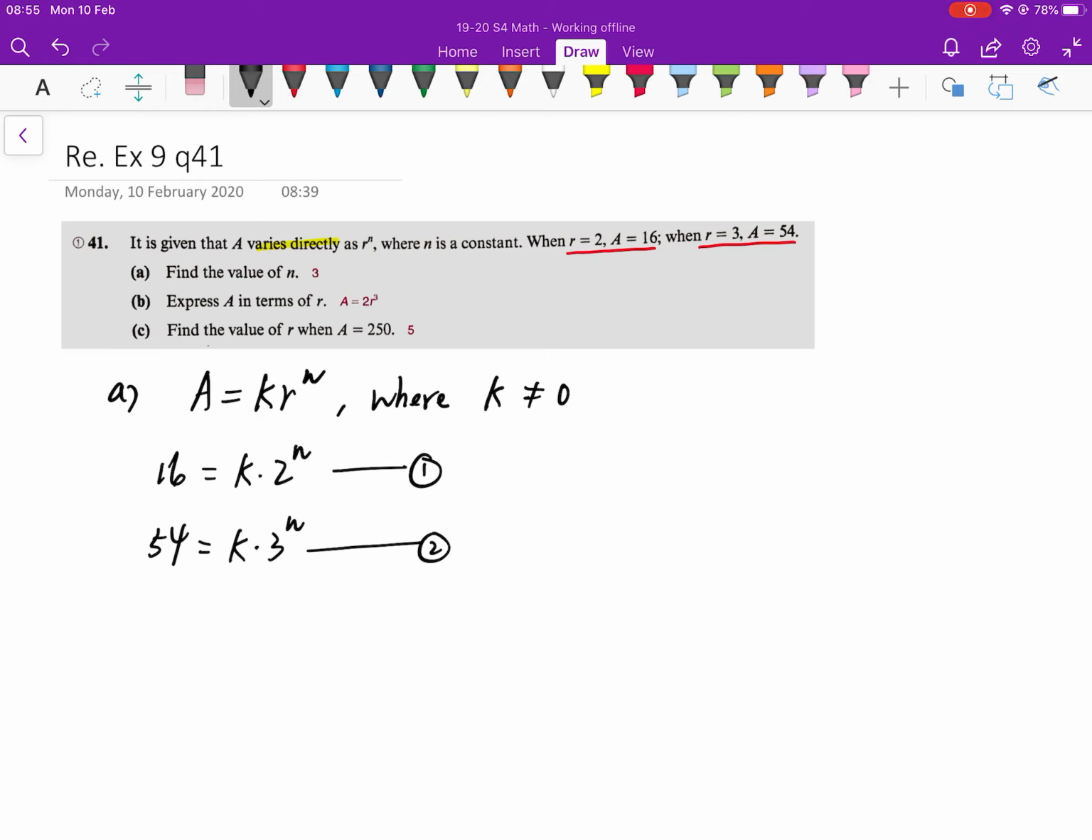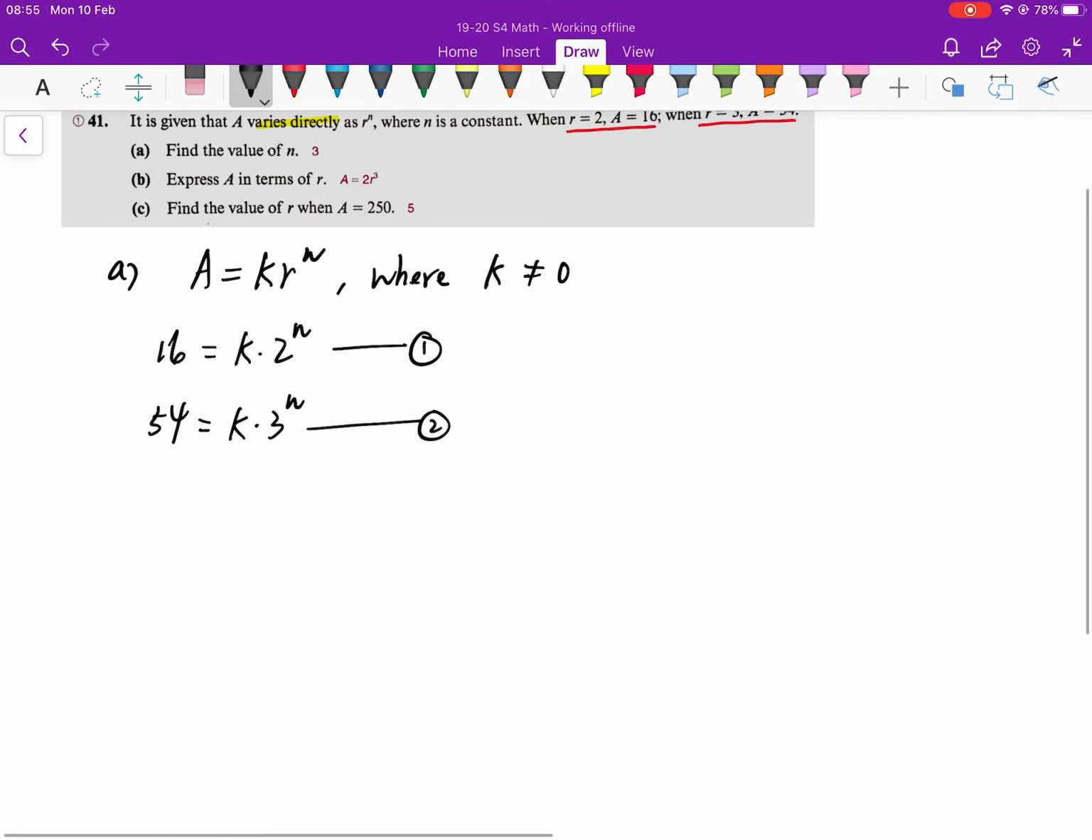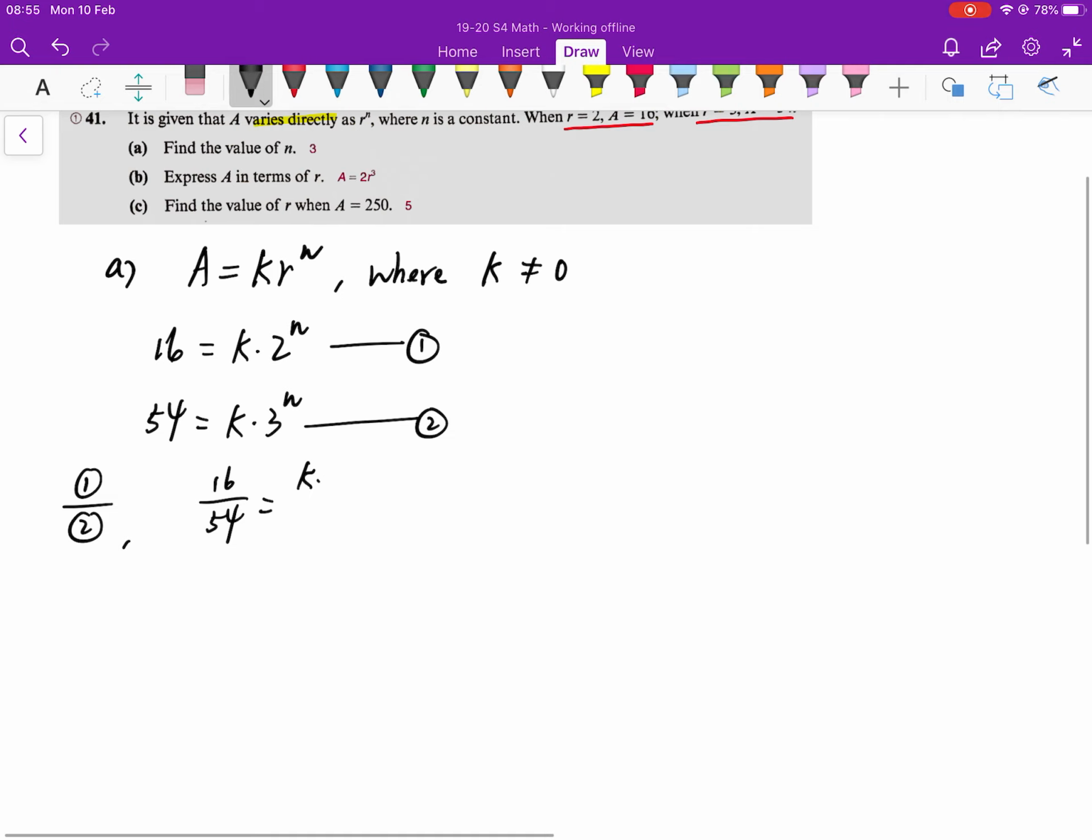So I think most of you can do this part, but later on we don't know what the next step is or how to deal with it in order to find n. So I tell you that in this question, we are not using minus, we are using division. 1 divided by 2, which means it will appear as a fraction. So 16 over 54 equals k times 2 to the power n over k times 3 to the power n.